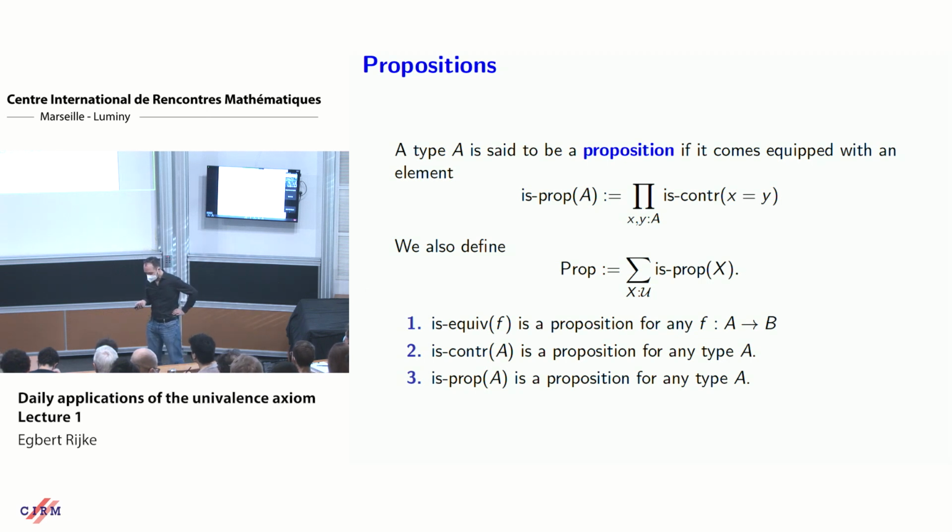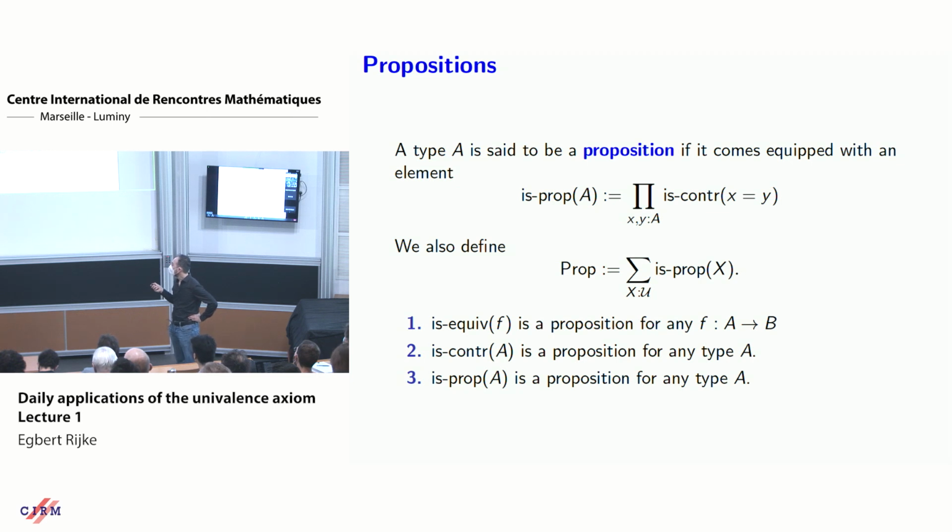I already started talking about properties. So here's the definition of a proposition. A proposition is a type of which the identity types are contractible. So the way to say that is just with the pi type: for every x and for every y, is-contr the type of identifications x equals y. So is-contr here is that sigma pi thing that I had on the other slide. And then you can define Prop to be the type of all propositions in U. So here you see the universe is really useful. We can also make a universe of propositions by looking at this sigma type.